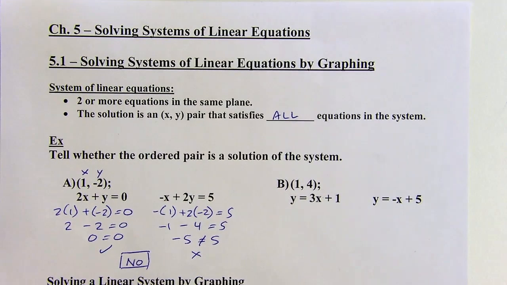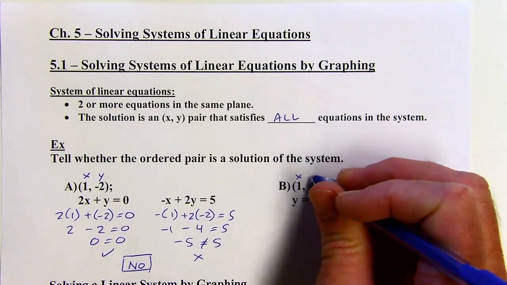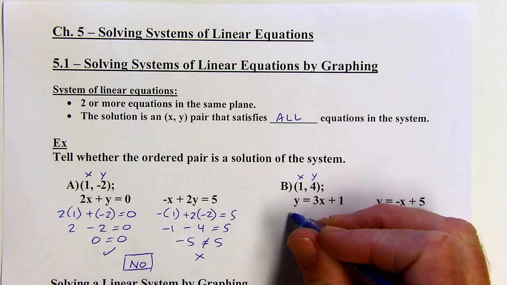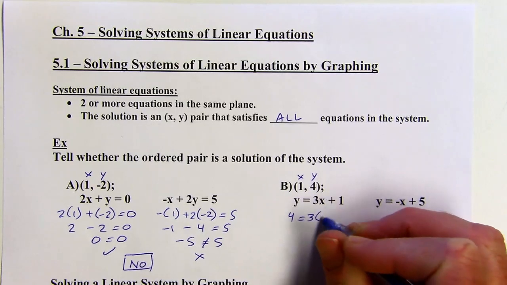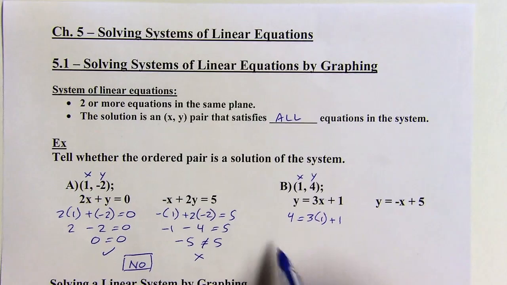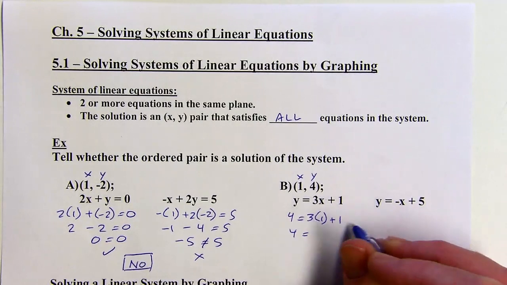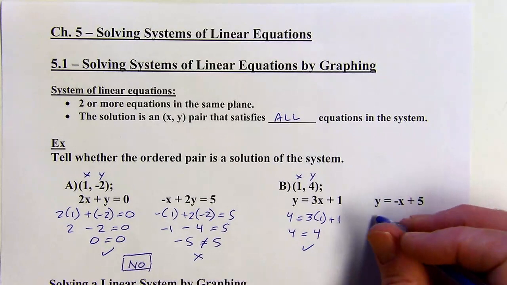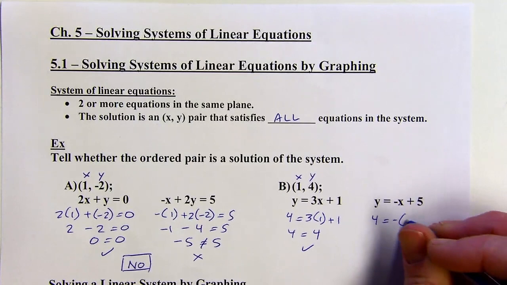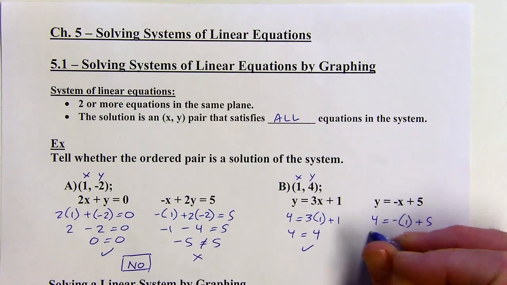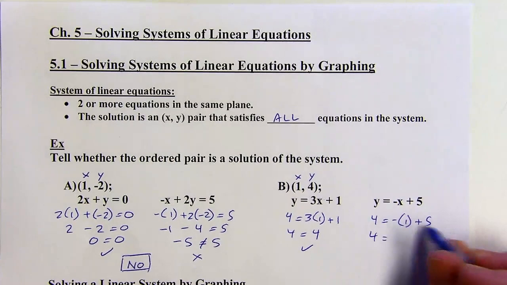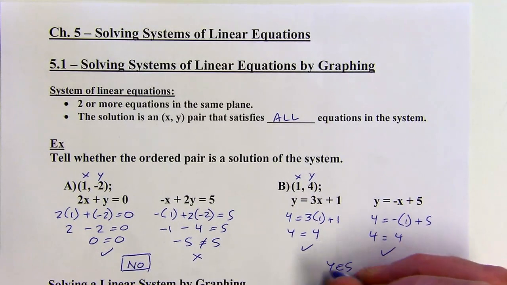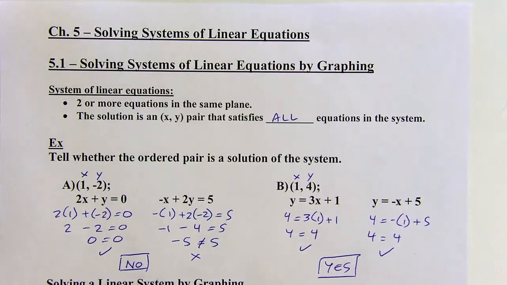All right. Okay, so let's try again over here. I'm going to plug in this xy pair into both equations. So 4 for y and 1 for x. Make sure you get them in the right slots. And then when I simplify here, I've got 3 plus 1 on the right side. So, okay, it works with that equation. Let's try 4 for y and 1 for x over here. And on the right side, I've got -1 plus 5, that would be 4. So this works with both equations, and that means that, yes, this is a solution to this system.